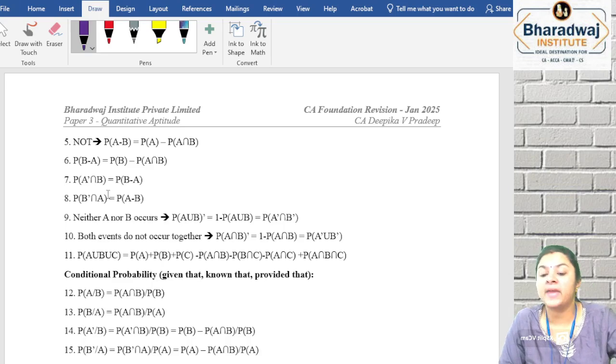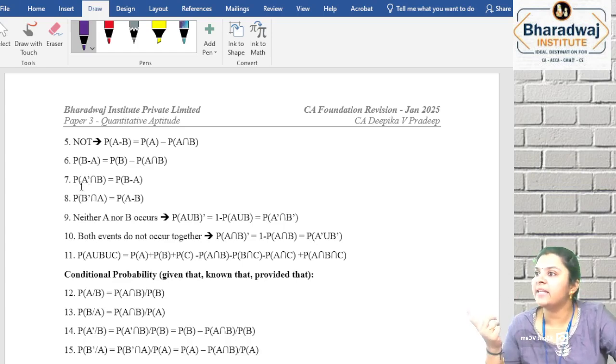Next, P of A dash intersection B is equal to P of B minus A. A dash intersection B. Whenever you want to interpret quickly, you can say A dash, not A. So not condition, we know it is minus sign. So I don't want A, I want B. In other words, I want B but not A. B but not A means B minus A. You can remember it that way also.